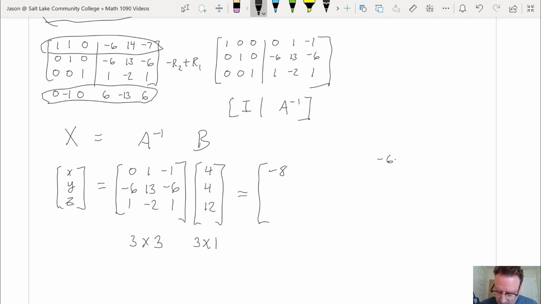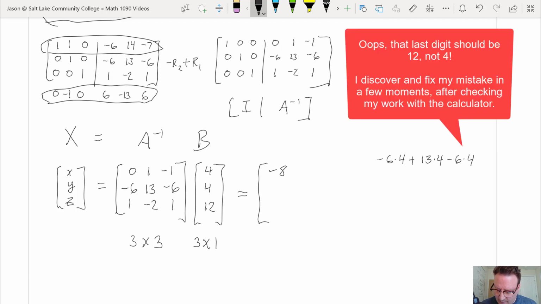Negative 6 times 4 plus 13 times 4 minus 6 times 4. These are both going to be negative 24. And then the product in the middle, 13 times 4, that's 52. Okay, negative 24, negative 24.